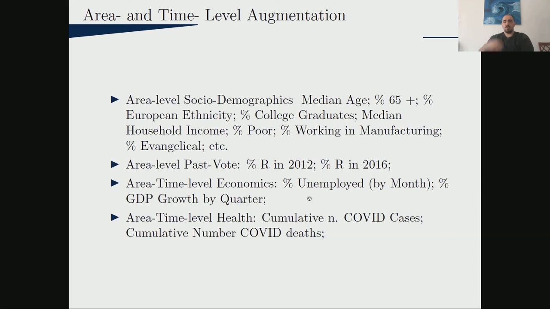Okay, so we have our certification frame. We're almost there. We have our individual level data. And now we want to augment both with some aggregate level characteristics. So at the area and time level. So we might use area level social demographics, area level past vote, area and time level economics, such as percentage unemployed, which goes by month, GDP growth, et cetera. And then obviously this year we had to account for something to do with COVID. And so we had to account for the cumulative number of COVID cases and deaths. Obviously, we also interacted a lot of these variables, but there's no time to go into details on that. So feel free to ask me later on in the Q&A session.